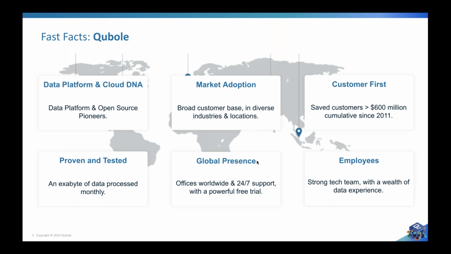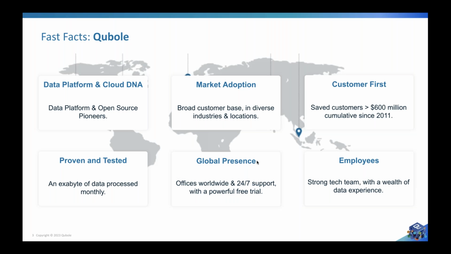Now, I was talking about FinOps. FinOps comes keeping in mind that the customer is the priority. Of course, we do want to save a lot of money for the customers, and that is what we have been doing from the day we started. So we have saved almost 600 odd million, and this just keeps growing every day, cumulatively since 2011. That's a big number. Proven tested, we have exabytes of data being processed monthly, and we have a big customer base who process a large set of data.